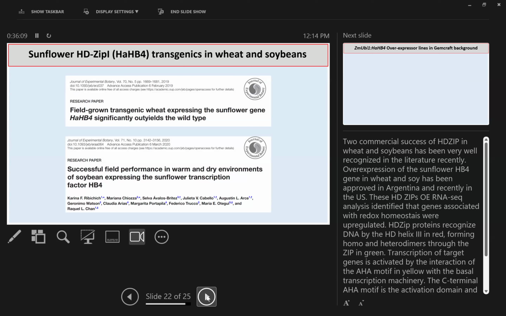The next success story from the same transcription factor comes from soybean, which was again approved in Argentina. This was very exciting for me because it's in warm and dry environments in Argentina that they show this plant is doing very well. So these are two commercial successes of the HB4 gene itself, which got me excited.